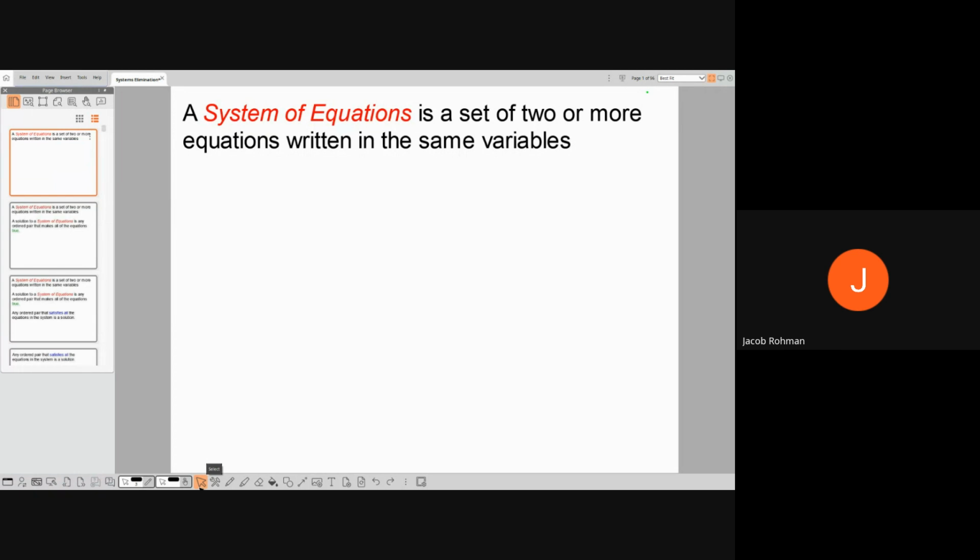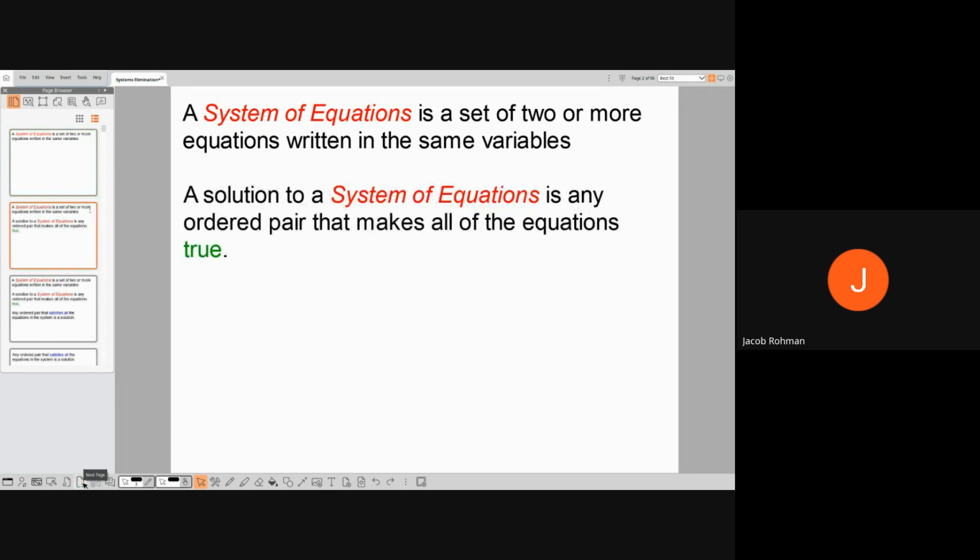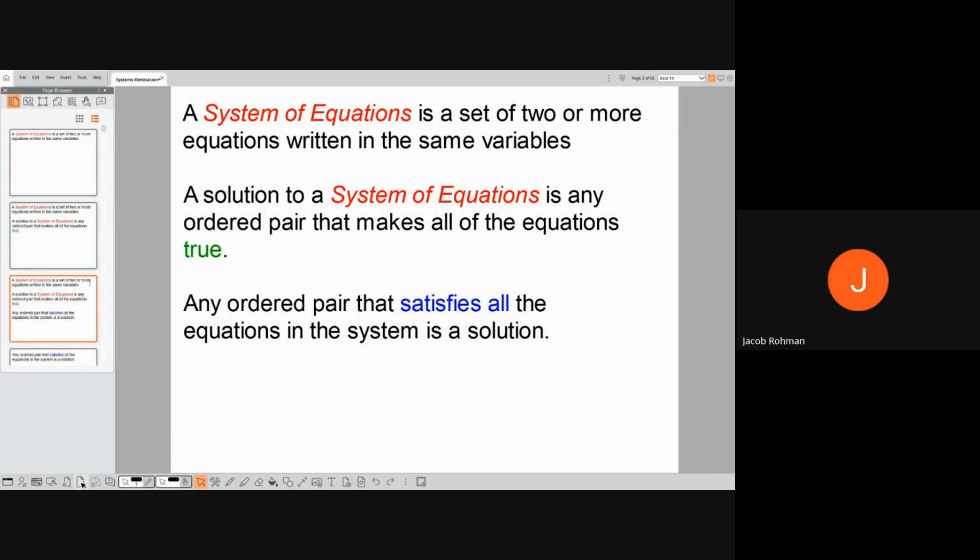Today we're going to be solving systems of equations using elimination. Just a reminder of the definition of a system of equations: the solution to a system of equations is any ordered pair that makes all of the equations true. Another way you could say that is any ordered pair that satisfies all the equations in the system is a solution.